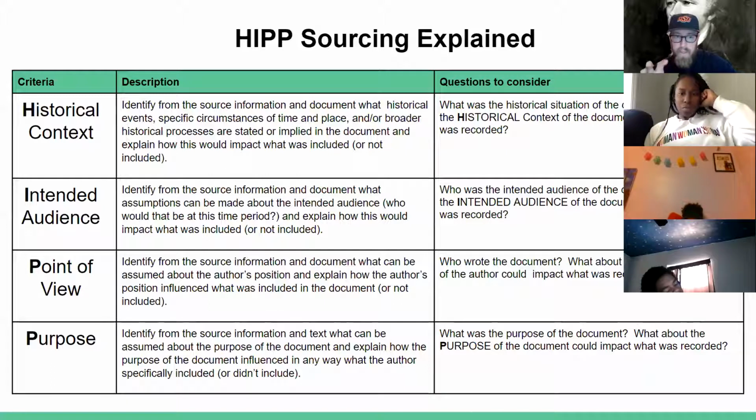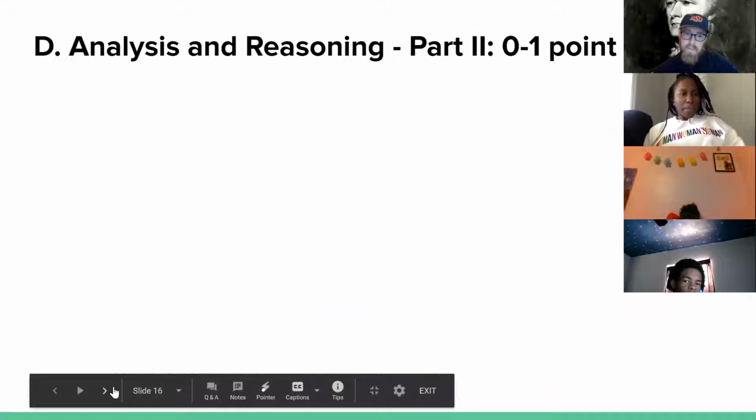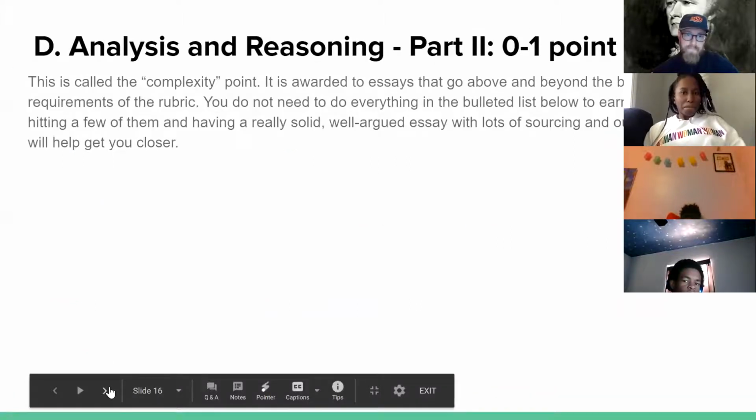So if you guys wanted to play around with those, but as long as you can do those 4 things, that is considered an appropriate analysis of your sources.